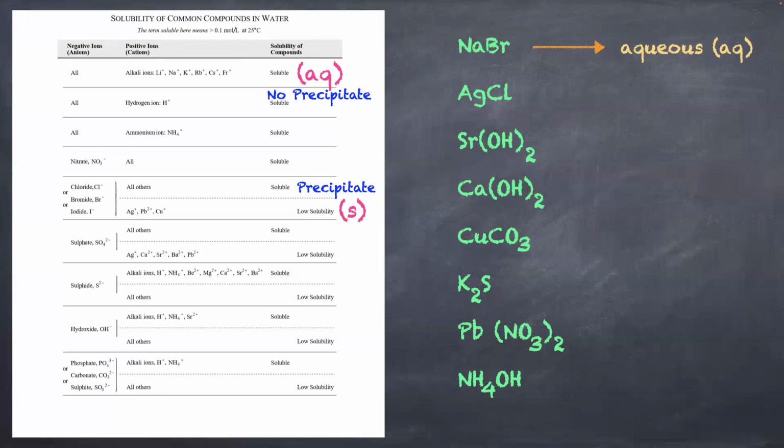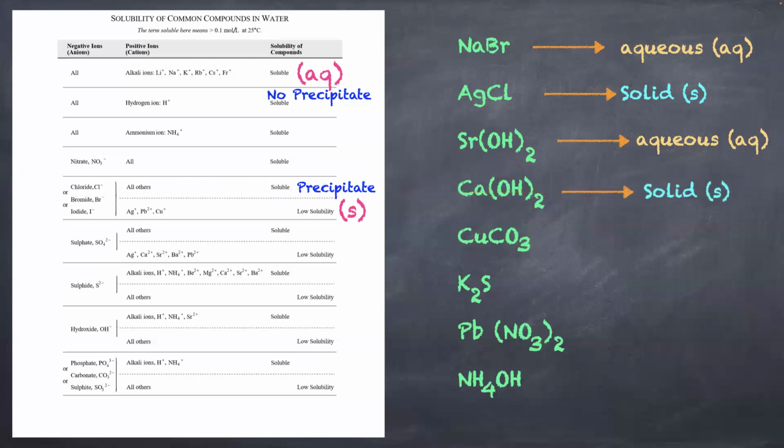Next one is Cl minus going with Ag plus. As you can see, it should form a precipitate because Cl minus only forms a precipitate with three things and Ag plus is one of them. So this will be a solid. Next one is strontium hydroxide. Looking at hydroxide, you see with strontium, it will be soluble, so it's aqueous. But then for calcium hydroxide, there's no calcium showing in that box for hydroxide. So it's going to be considered Ca 2 plus, which falls under all others. So it's going to be low solubility.